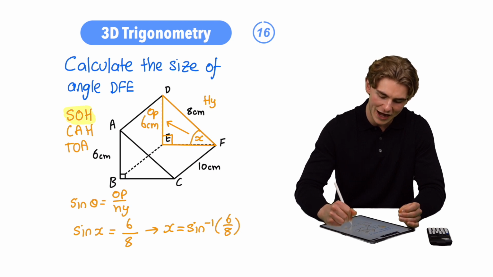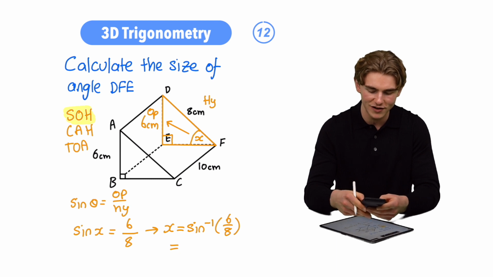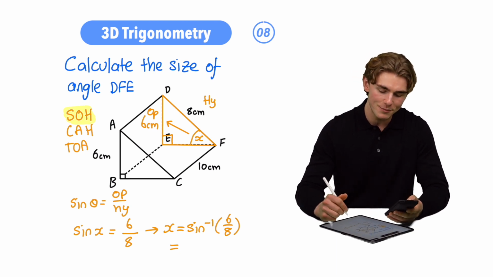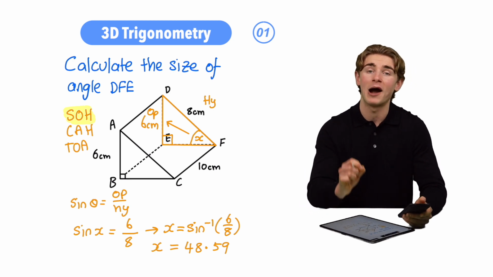Let me type that into my calculator, guys. Let's see what we're going to get. We're going to get that X is equal to sine to the minus 1 of 6 over 8. Typing that in, we're going to get 48.59 to 2 decimal places, guys, 48.59, and that is going to be our answer.